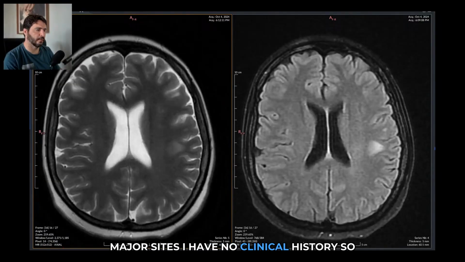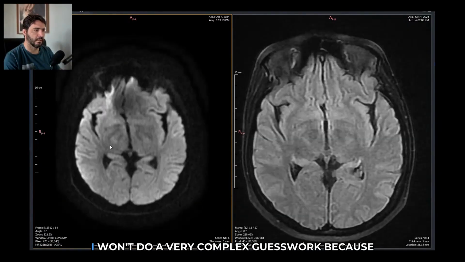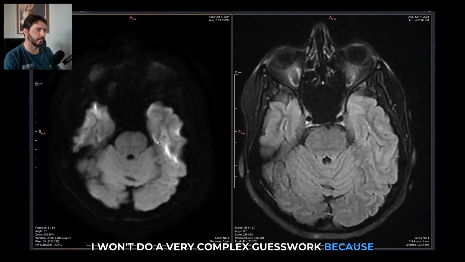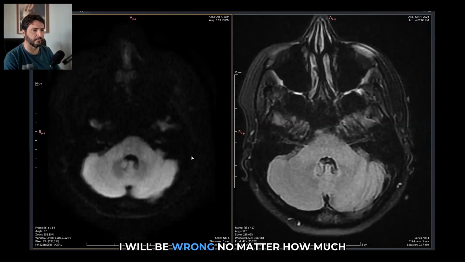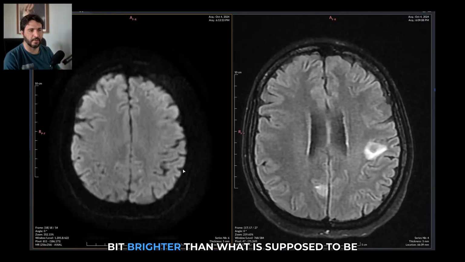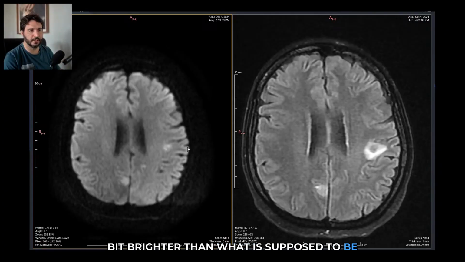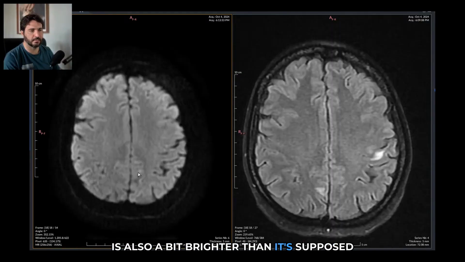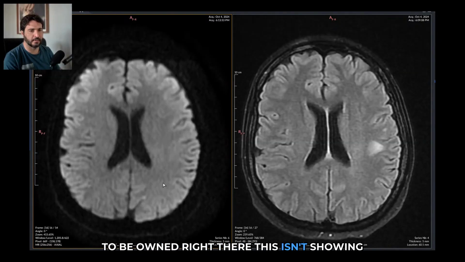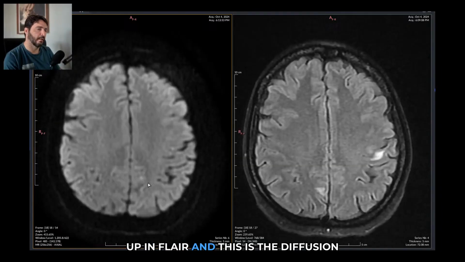I have no clinical history, so I won't do very complex guesswork because I will be wrong no matter how much I push myself. So this is a bit brighter than what it's supposed to be, and the inside of that other lesion is also a bit brighter than it's supposed to be. Right there, this isn't showing up in FLAIR.